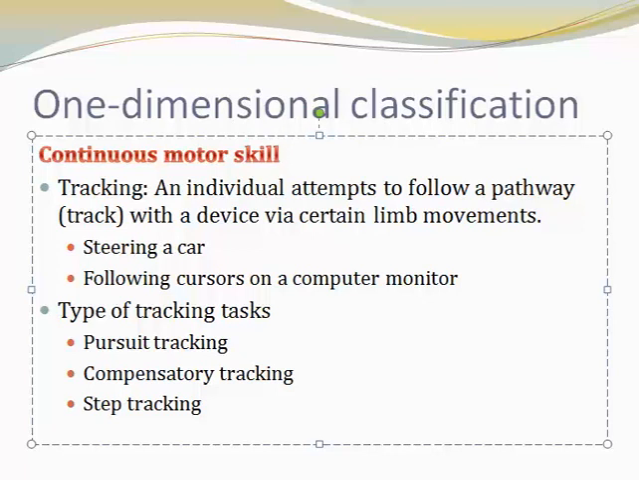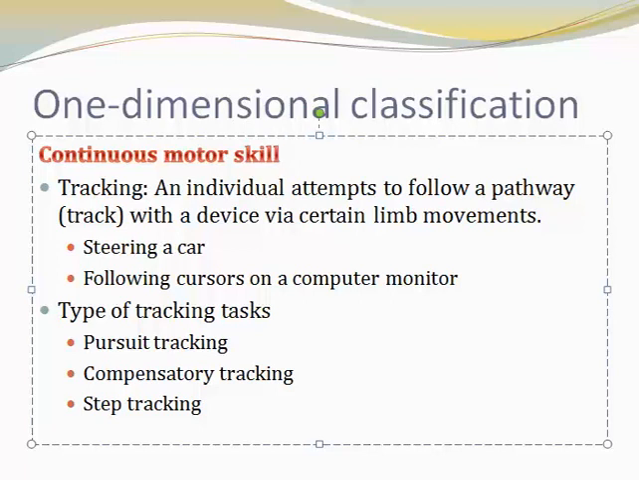And there are three primary types of tracking tasks. The first type is called pursuit tracking. This is where we have two cursors on the screen. One cursor is controlled by the experimenter, and the other cursor is controlled by the subject of the experiment. And the movement of both of these cursors is shown on the screen. And ultimately, the subject will want to try to stay with or follow the experimental cursor.